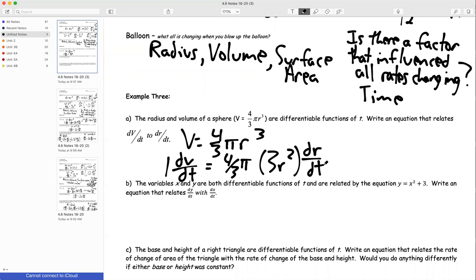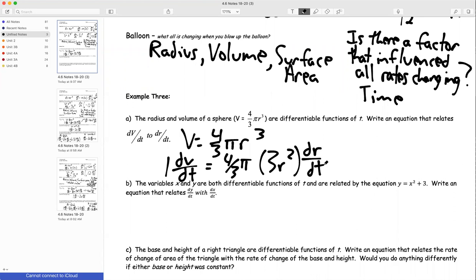So here's the key to related rates. We have to tag every variable when we take the derivative with respect to time, with the possible exception that the variable is not changing. If the variable is constant, then the rate of change is 0 and the derivative is 0. And we don't have to tag it because it's 0. But any other variable that is changing, we have to tag it with a dr/dt or a dV/dt or a dA/dt or something like that, whatever the respective variable is.